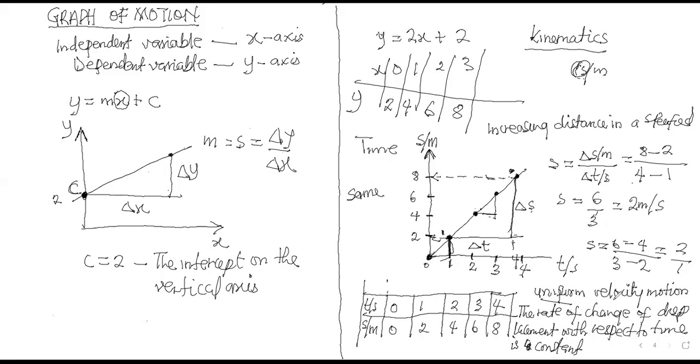Why is it termed velocity? Velocity because under this motion, the slope of a displacement time graph is equal to the velocity. So when we calculated, we got 2 meters per second. Meter per second is the unit for velocity or speed. So this is the reason why this motion is termed uniform velocity motion. Uniform because the value of velocity is the same along the straight line.